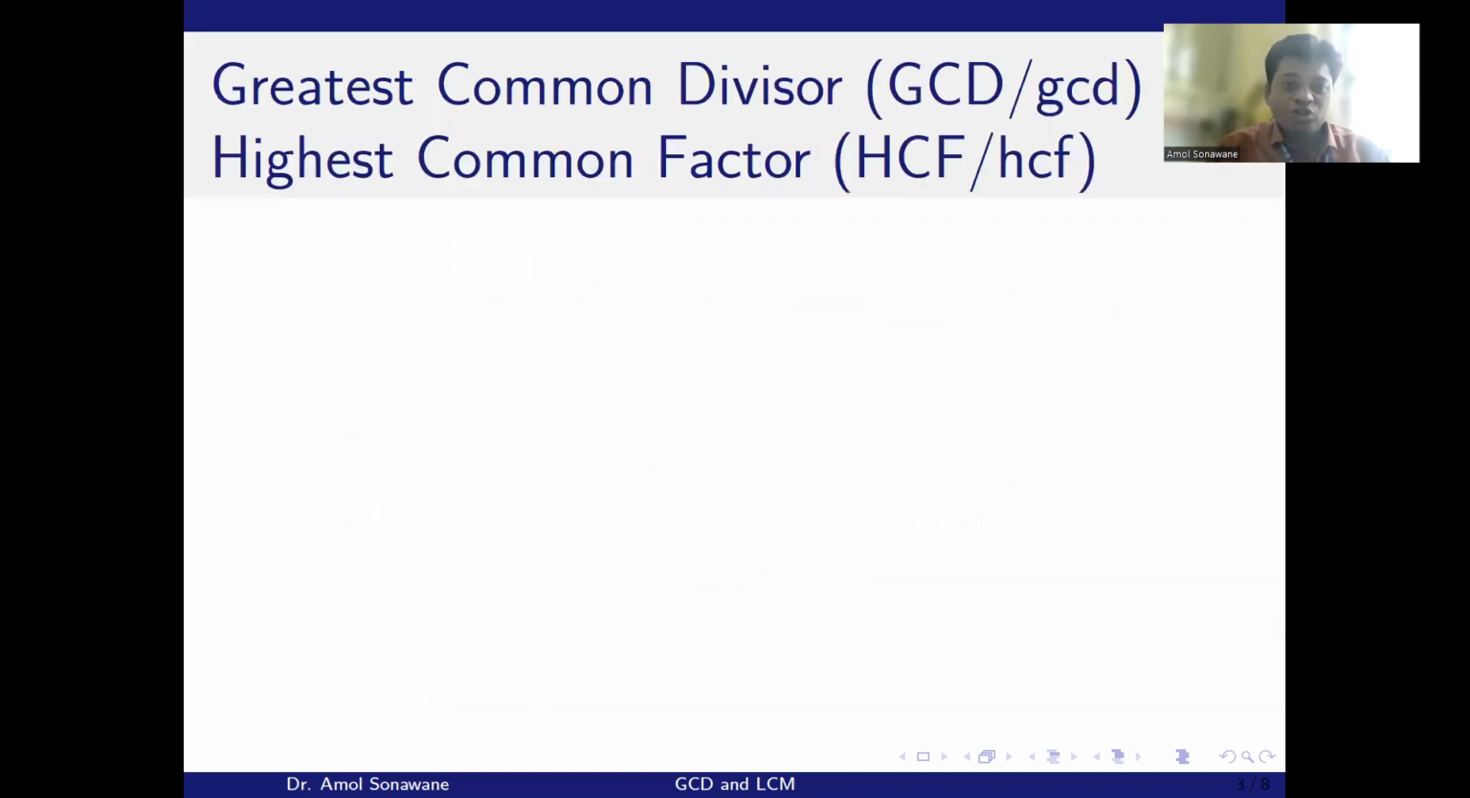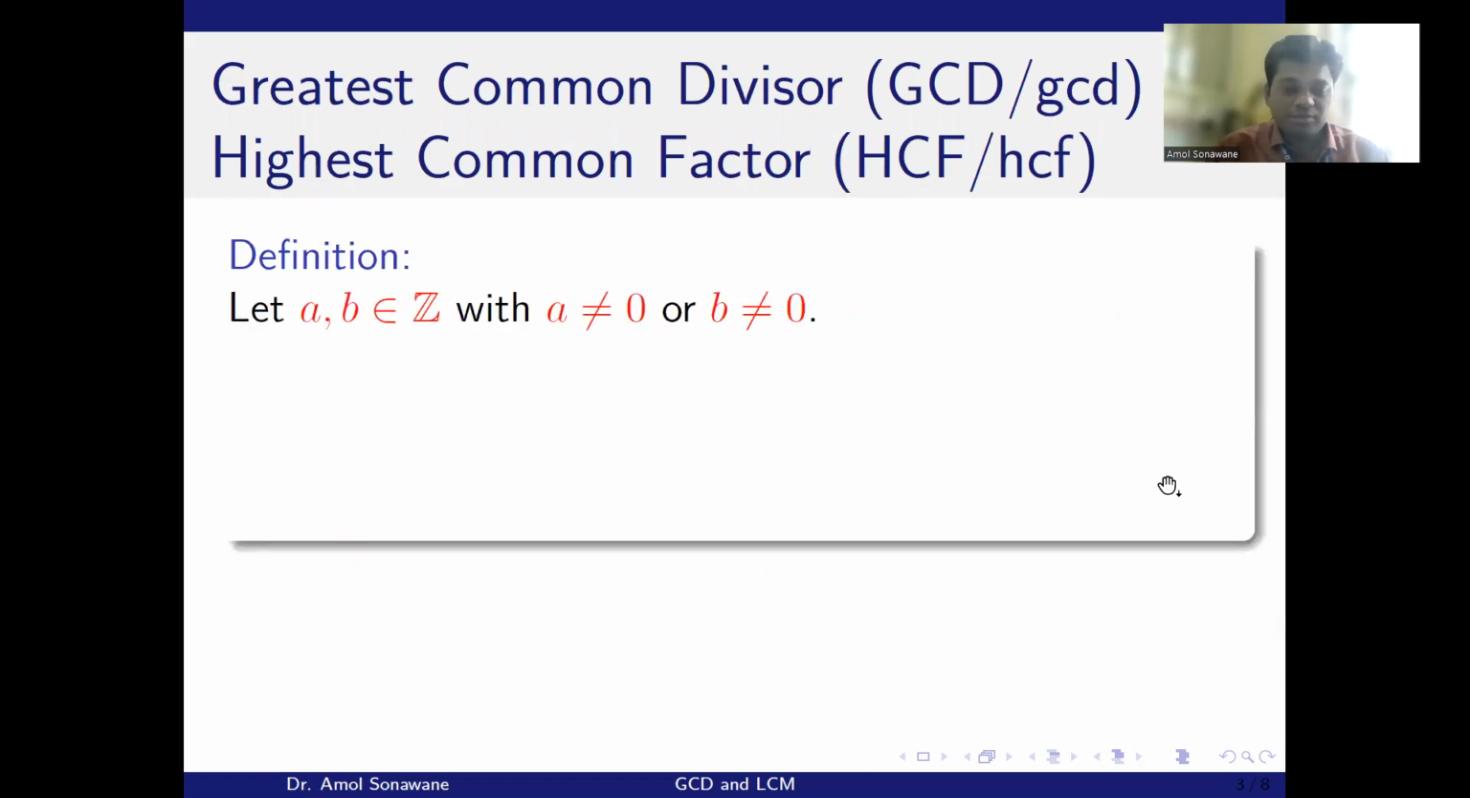Let's see the definition of GCD, means HCF. Let a and b be two integers with a non-zero or b non-zero. Note that a and b both cannot be 0. At least one of them is non-zero. Both a and b can be non-zero, no problem.